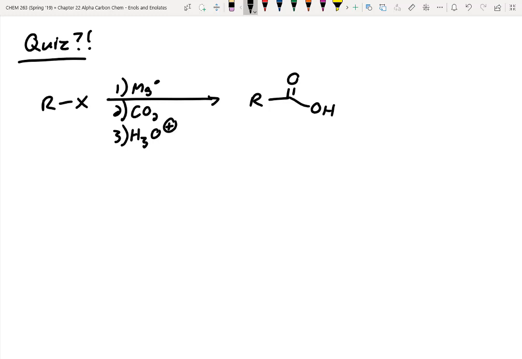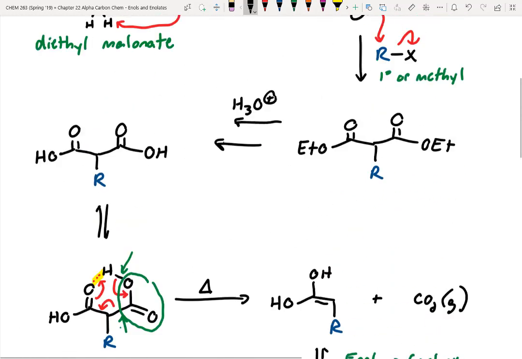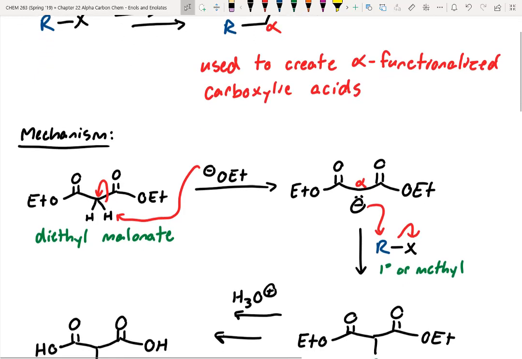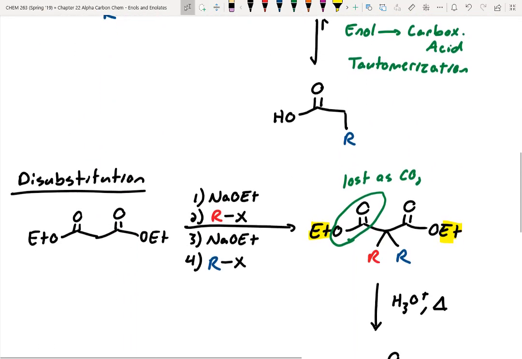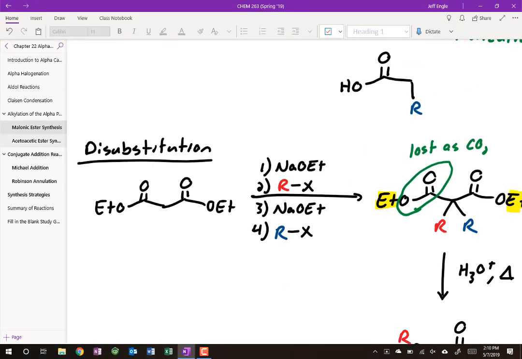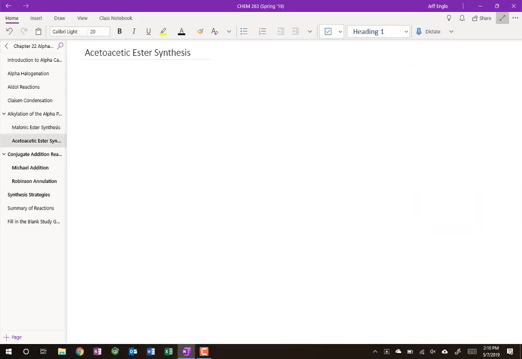So we've got a bunch of different ways of making carboxylic acids. This is really useful for making a carboxylic acid with 1 extra carbon. The one we just covered is really useful for making a new carboxylic acid with 2 extra carbons. So it depends on which route you're looking at. Does that make sense? All right. So now let's take a look at the next one. The next one's kind of a variation on the same idea, so it's a lot of review.